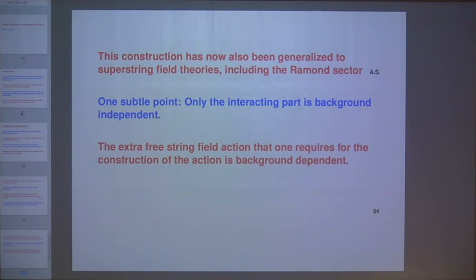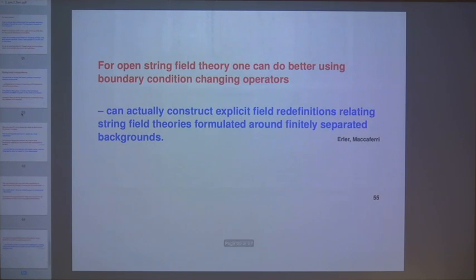So this construction has also now been generalized to superstring field theories, including the Ramond sector. One subtle point that one finds is that only the interacting part is background independent. As I described, in order to incorporate the Ramond sector, we have to introduce an additional field which becomes a free field at the end. It turns out that the free field part actually is background dependent, but we don't really care because that's not part of string theory. That decouples from the rest of the system anyway. The part that involves the scattering of string theory, that part is background independent.